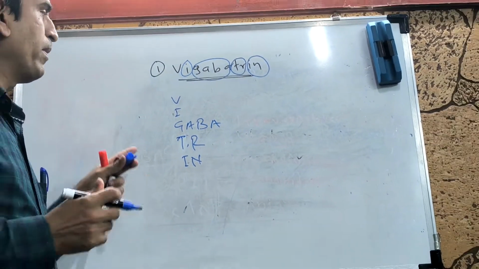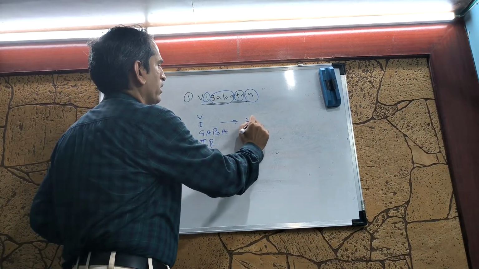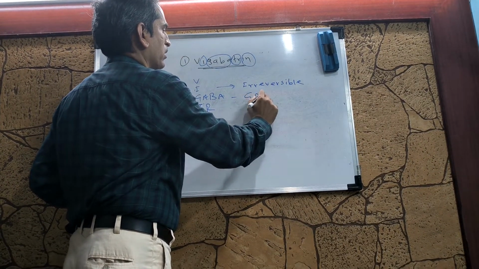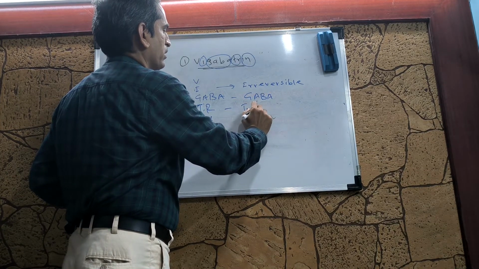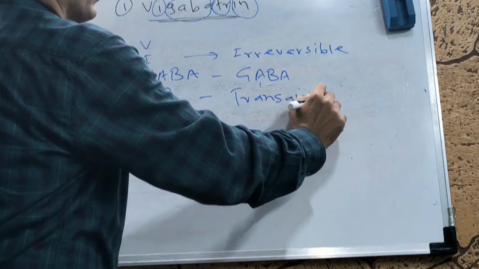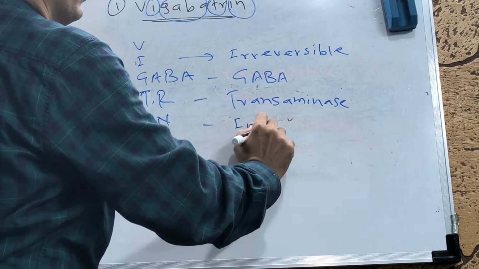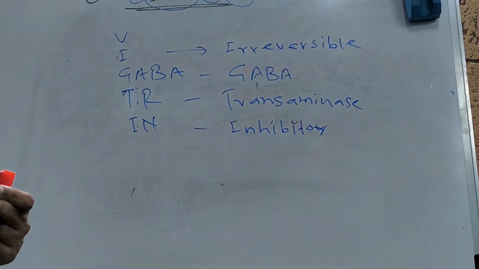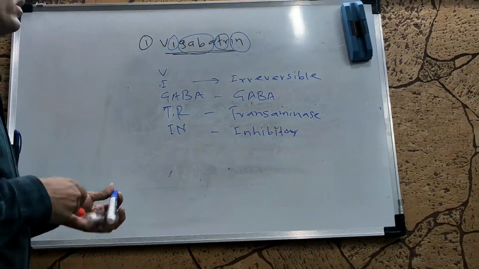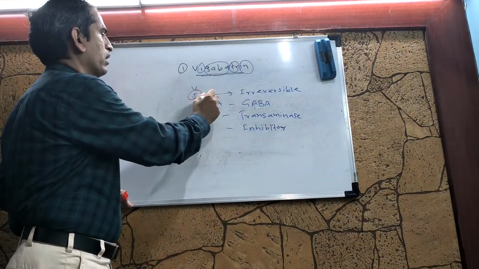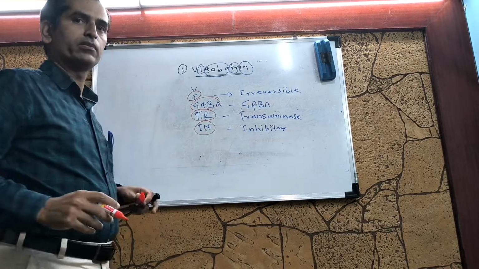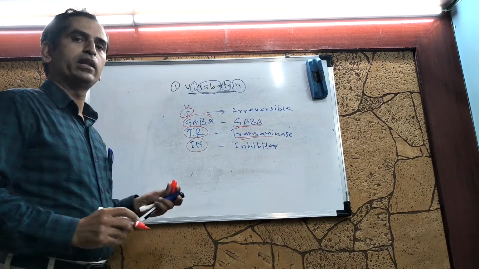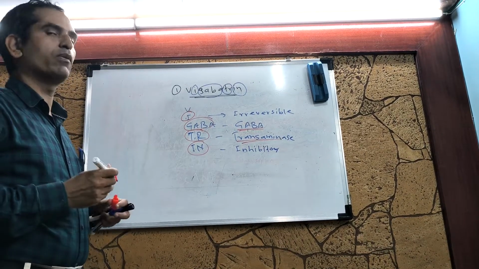Trin. So vigabatrin is irreversible GABA transaminase inhibitor. The name of the drug tells you the mechanism of action. This drug inhibits the enzyme called GABA transaminase, and the level of GABA increases. That is the mechanism of vigabatrin.